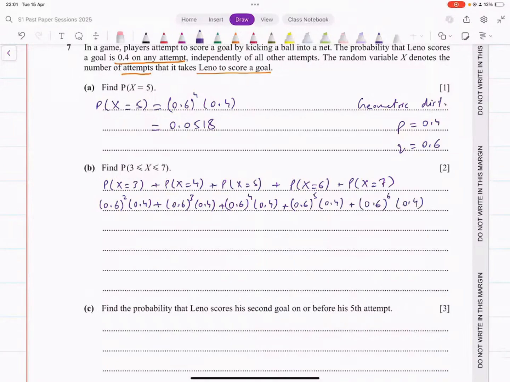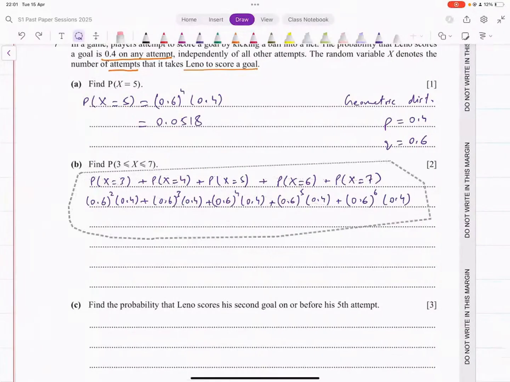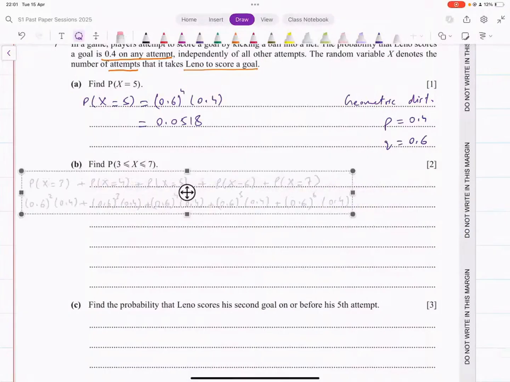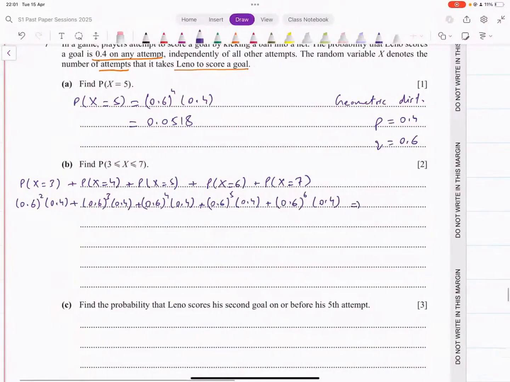Now, when you put this on your calculator, you can take 0.4 common outside. So you don't have to write that again and again. And then you can write down the answer. Okay, that's one possible way of doing this. Since it's only 5 values, it is possible to do it like this. So you can do it like this. All right, I'll tell you the other method as well.